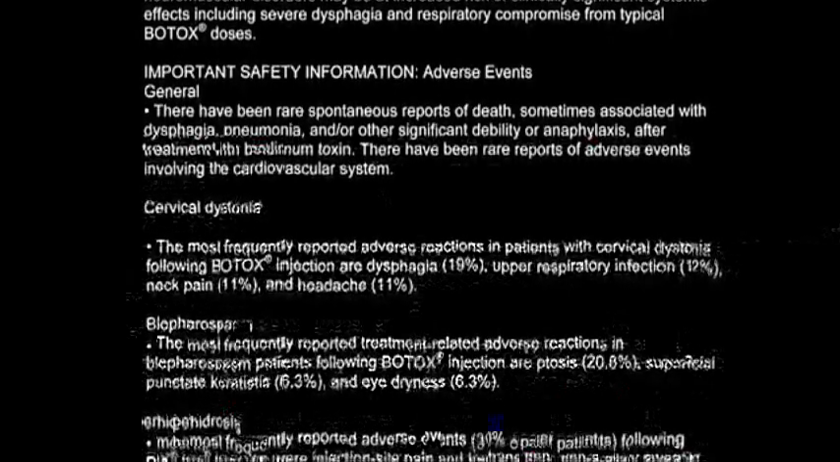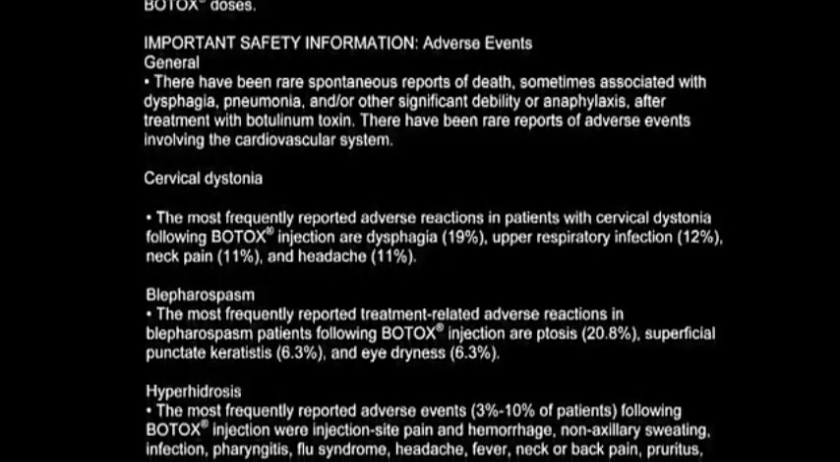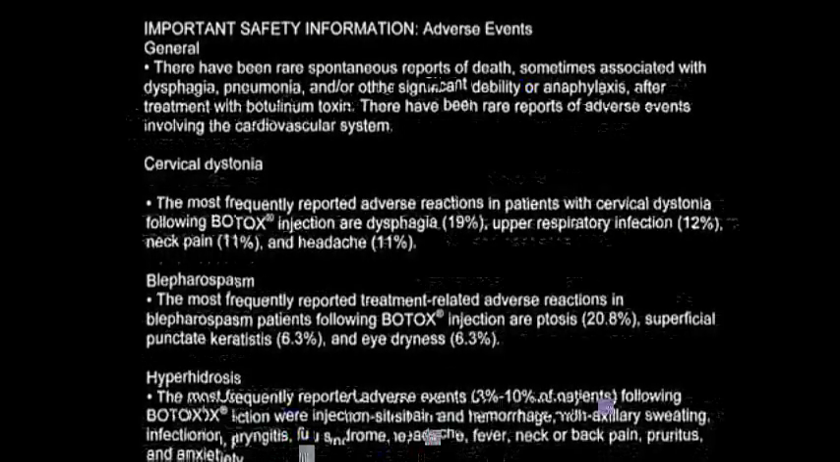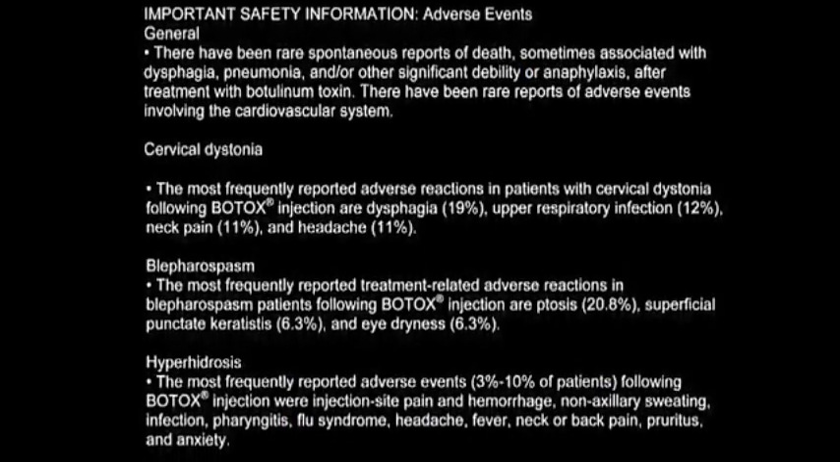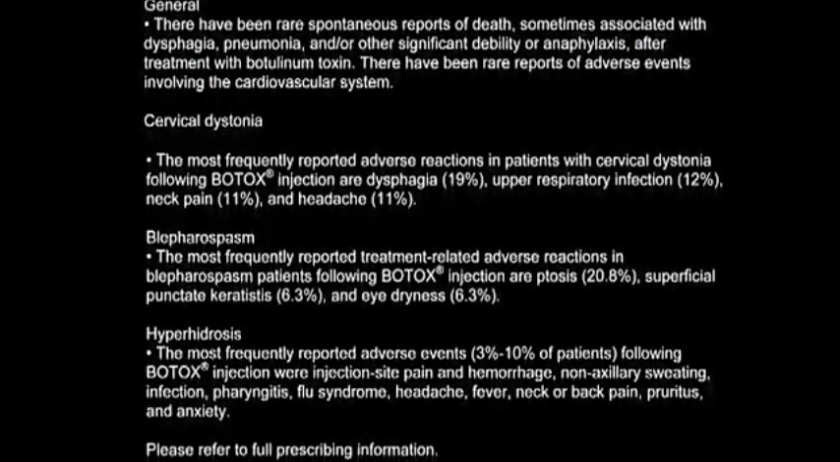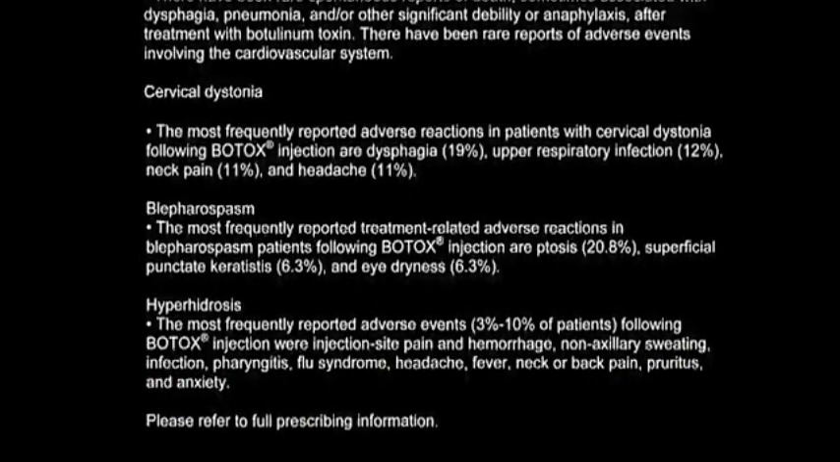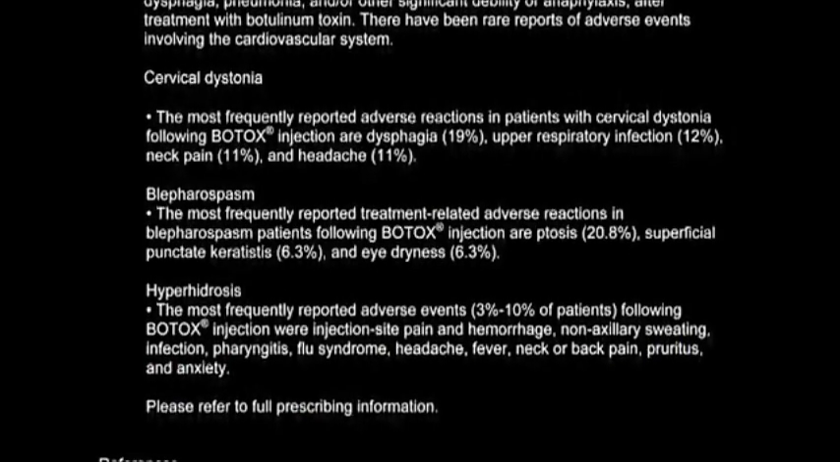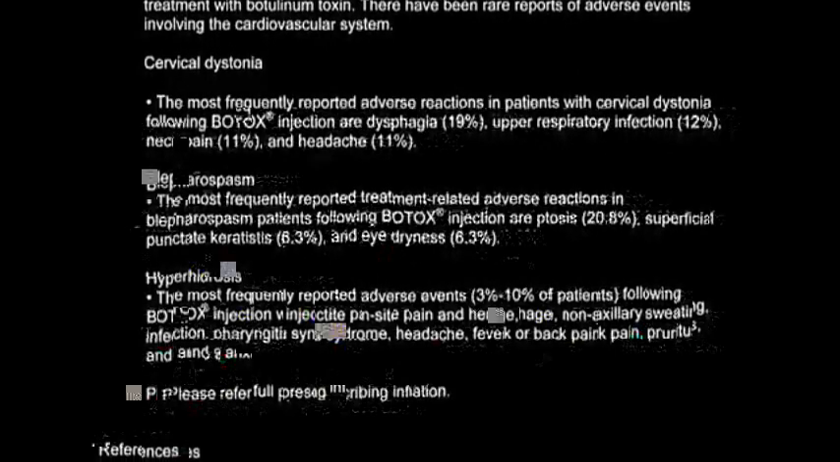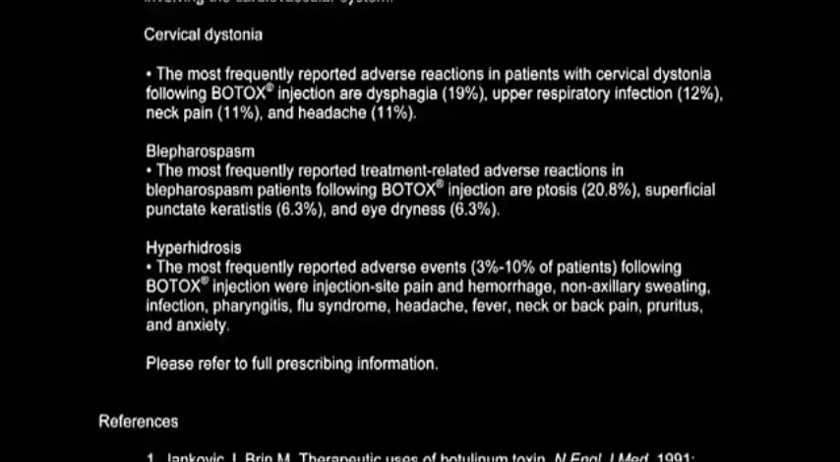Cervical dystonia. The most frequently reported adverse reactions in patients with cervical dystonia following Botox injection are dysphagia, 19%, upper respiratory infection, 12%, neck pain, 11%, and headache, 11%. Blepharospasm. The most frequently reported treatment-related adverse reactions in blepharospasm patients following Botox injection are ptosis, 20.8%, superficial punctate keratitis, 6.3%, and eye dryness, 6.4%.